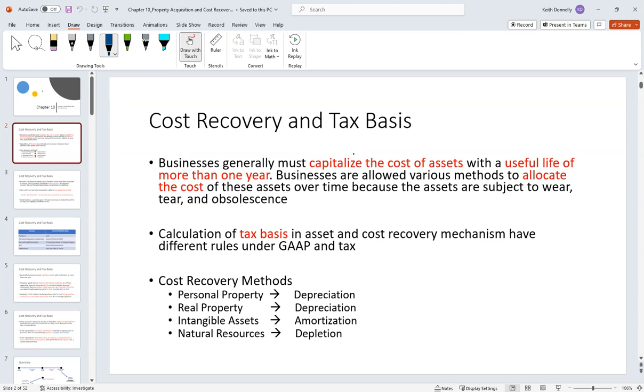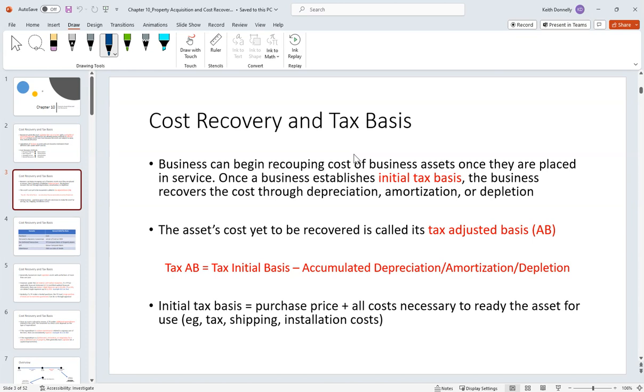Now, depending on the type of asset, like real property or personal property, you're going to be subject to depreciation. Intangibles potentially could be subject to amortization as the cost recovery method. And then for natural resources, we would use depletion.